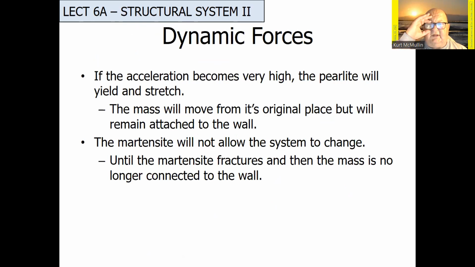So because it's a dynamic situation, as the acceleration becomes very high, the pearlite is going to yield and stretch. The mass moves from its original place, but at least it remains attached to the wall. The martensite won't allow the system to change or respond to the earthquake. It's just going to resist and hold that mass in perfect place, but eventually if the force becomes too large, it will just fracture, and then the mass becomes disconnected.